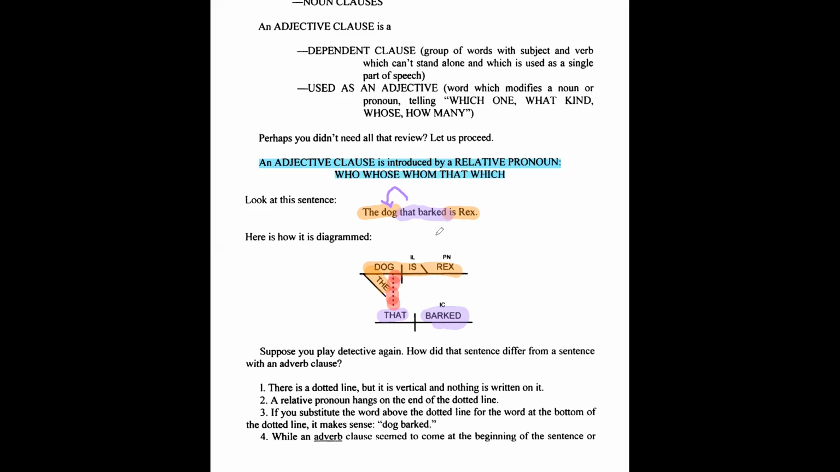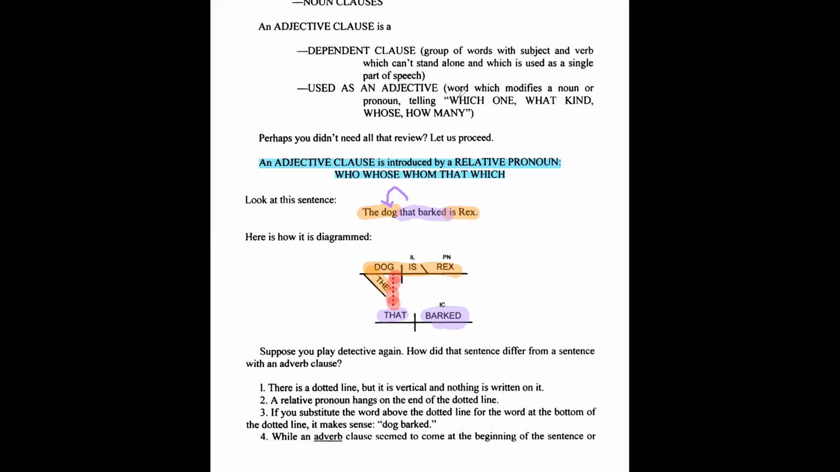So every time you do these, identify the independent clause first, then the dependent clause, the adjective clause. Or you could identify that barked first. You could see that, oh, there's a dependent clause. Now what's the independent clause? The dog is Rex. But always diagram the independent clause first. That'll help you. And to do that, you have to really ask, where's the subject and where's the main verb? Main subject, main verb.